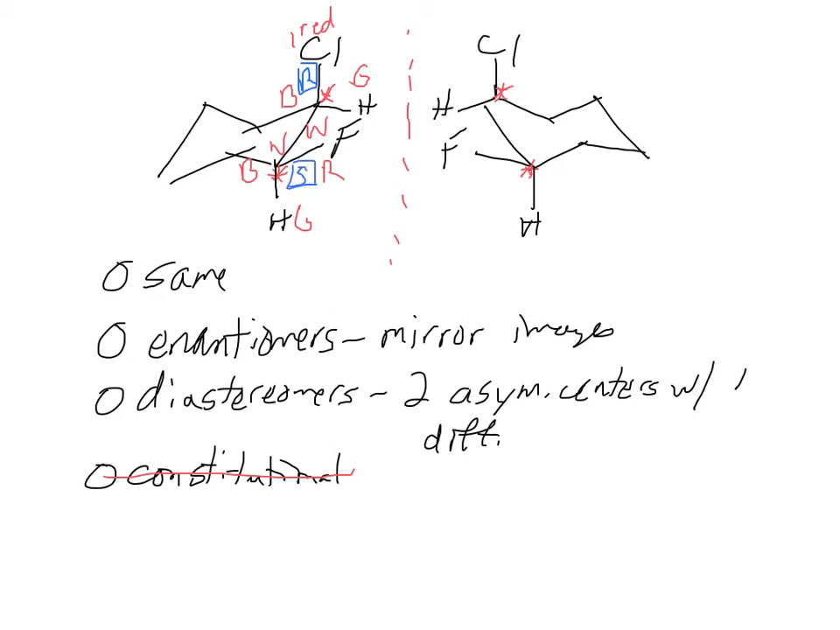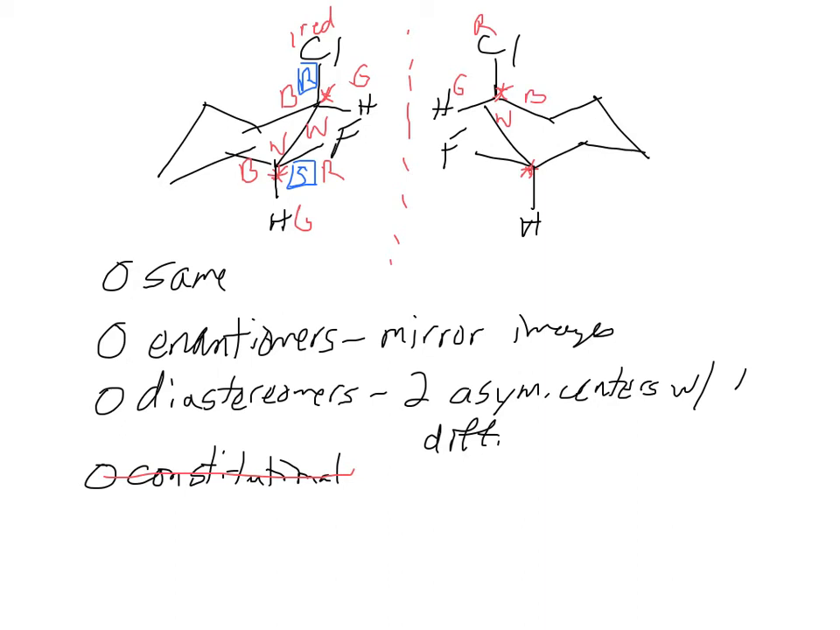Again, if you need to use your models, by all means, use them. These chairs are a little difficult to see. This would be coming out at you. This would be going away. These two are in the plane. You could do it that way. So R and S. So what is this one going to be? Same ranking, so it's still R, green, white, blue. What do we got here?